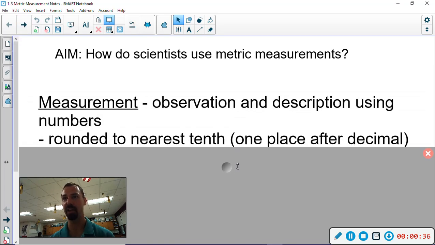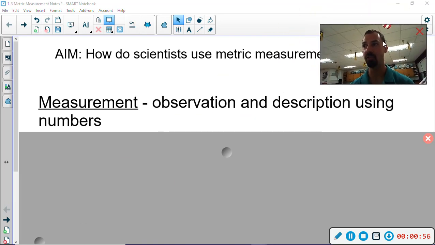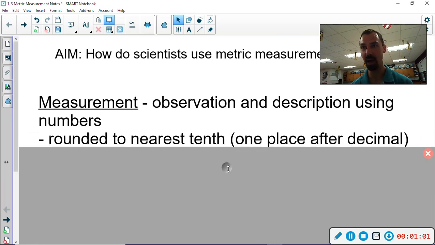Okay, first thing, measurements in science are an observation. So remember, whenever you make a measurement, you are making an observation with better accuracy or precision. It's a description using numbers. Remember in science class also that we do not just write numbers, we also have to have units of measurement. They should be rounded to the nearest tenth for the most part, because that's what we're accurate to usually. So one place after the decimal. So when you get a big number or a big decimal number, just round to the nearest tenth.